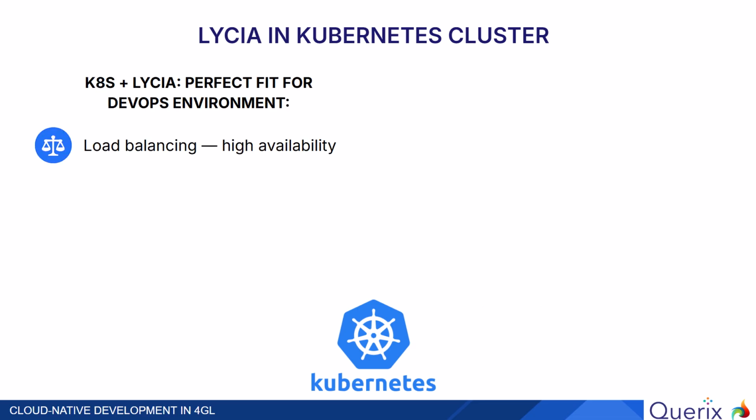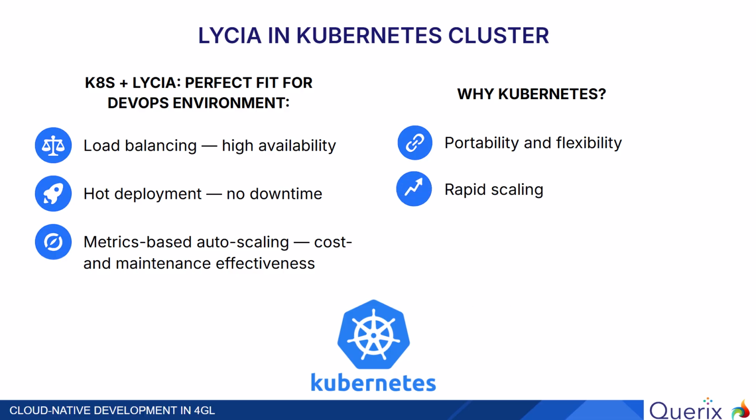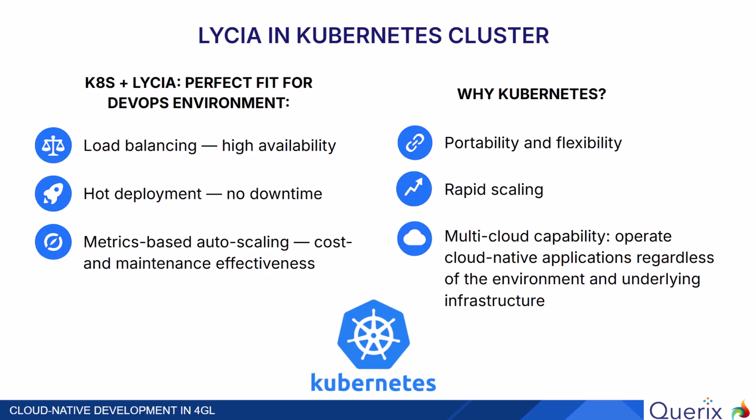We provide load balancing and high availability of your apps, hot deployment and, thus, no downtime, and metrics-based auto-scaling. Kubernetes ensures portability and flexibility, rapid scaling, and the capability to operate cloud-native applications regardless of the environment and underlying infrastructure.